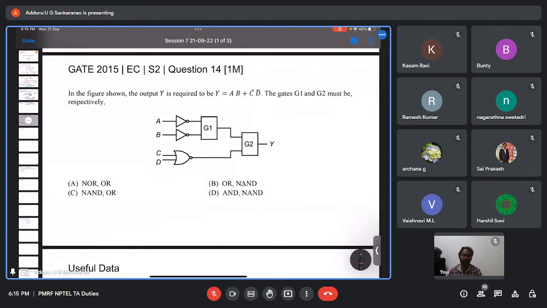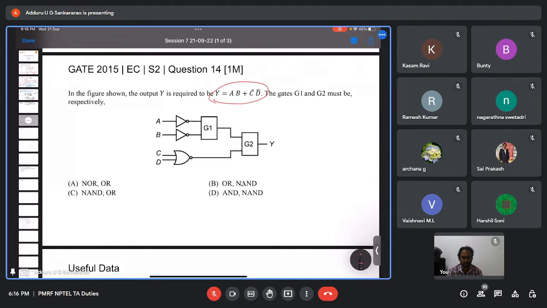Yeah, the next question. This was given in GATE 2015 ECE set 2 for 1 mark. The question is, in the figure shown, the output Y is required to be, this is the output that we want. The gates G1, G2 must be respectively. So options are given. Just have a look and please let me know what will be the combinations for G1 and G2. Just a simple question only. Can you please answer me, what are the options for G1 and G2?